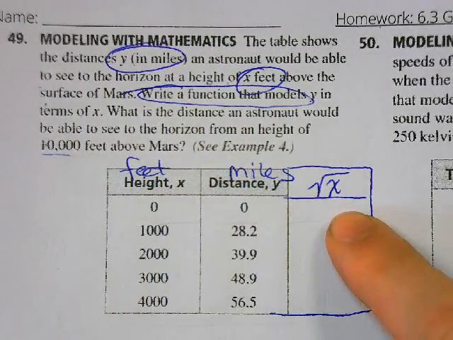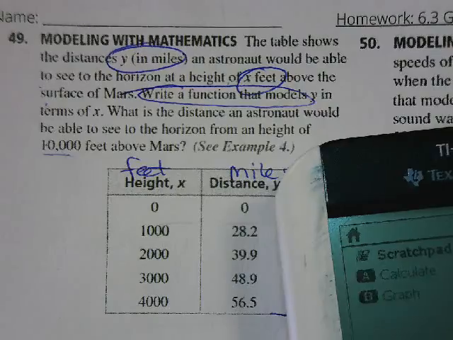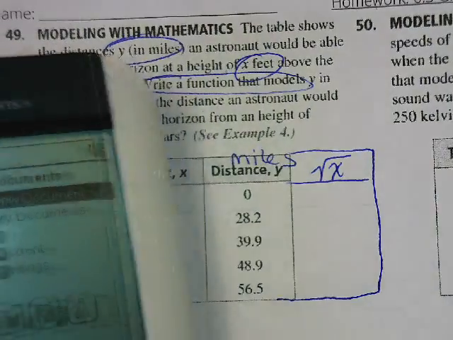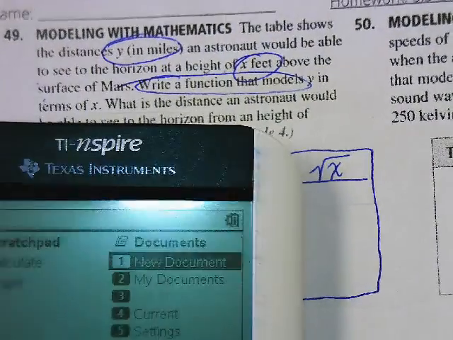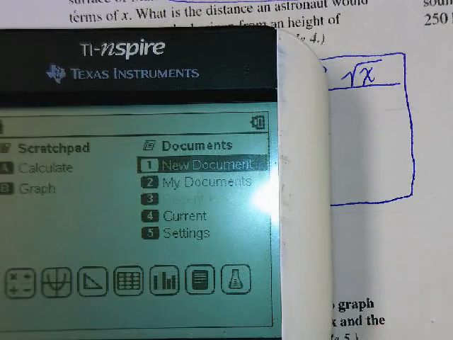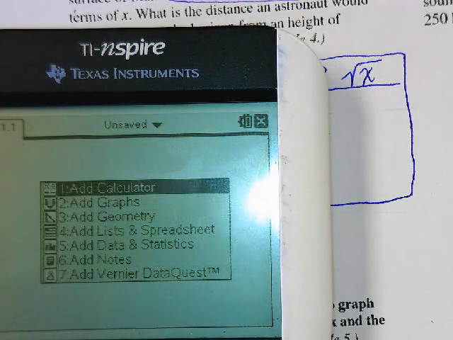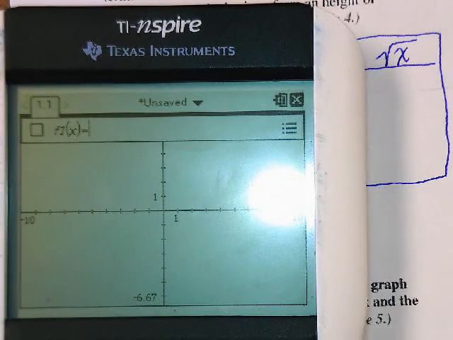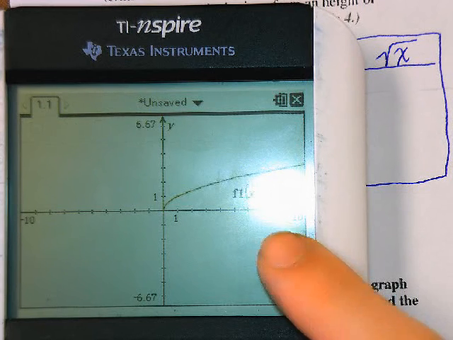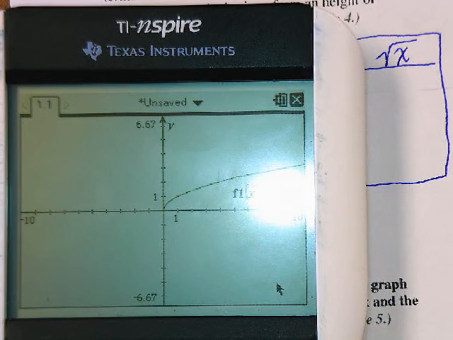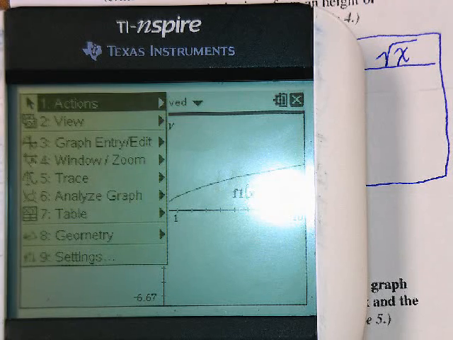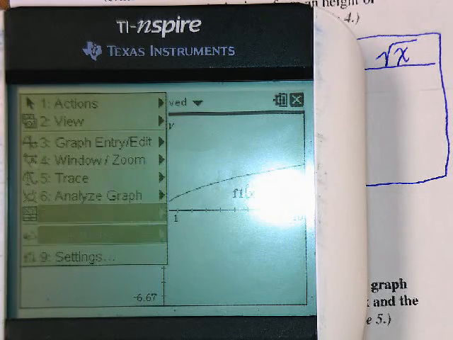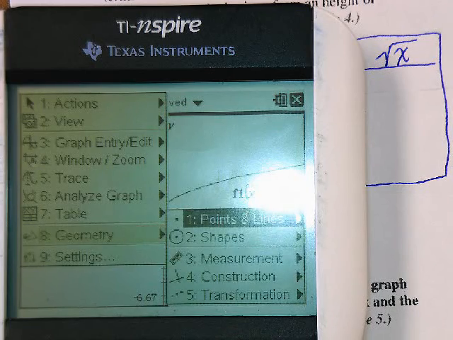We're going to call this square root of x. Go to your calculator, and we're going to start using the square root of x. So new document. Add in a graph, and then type in the square root of x. At this point, you can either press Control-T to pull up your table, or you can go to Menu, Option 7, which is Table, and then Split Screen.